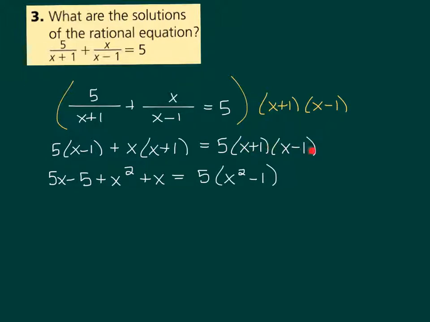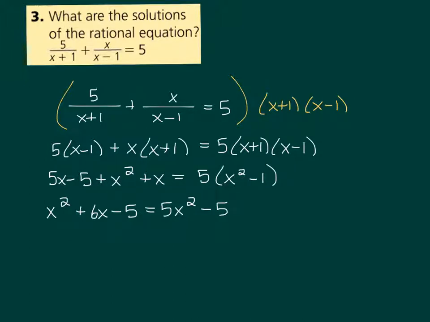Multiplying these binomials together is nice because we can recognize that x plus 1 and x minus 1 are conjugates. And when you multiply conjugates together, you only have to worry about multiplying the first and the last because the outside-inside multiplications will cancel. So then we have, on the left, we can combine some like terms to get x squared plus 6x minus 5. Then on the right side, distribute the 5 through, 5x squared minus 5.